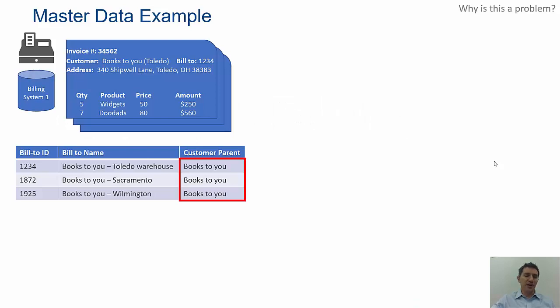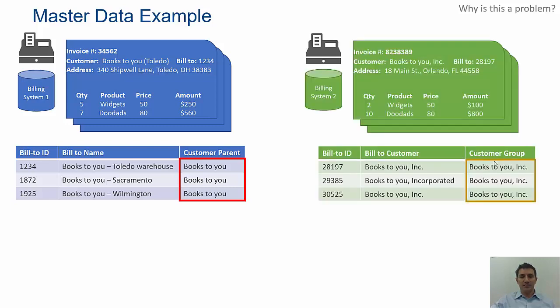Okay, with that definition in mind, let's take another look at this example. We talked about how we're grouping customer parent for Books to You, but typically in larger organizations, there are multiple divisions or segments, and they all use their own unique billing systems. So we could have another billing system, which I called billing system 2. Let's say we still sell to Books to You. Since it's a different billing system and these two don't necessarily talk to each other, maybe they have a different field name called customer group, and they group them differently.